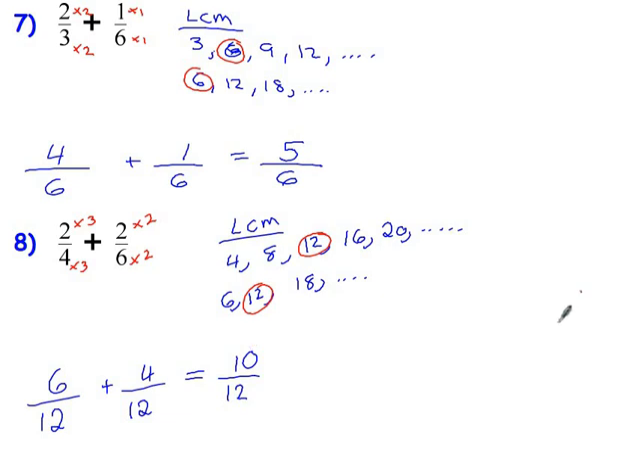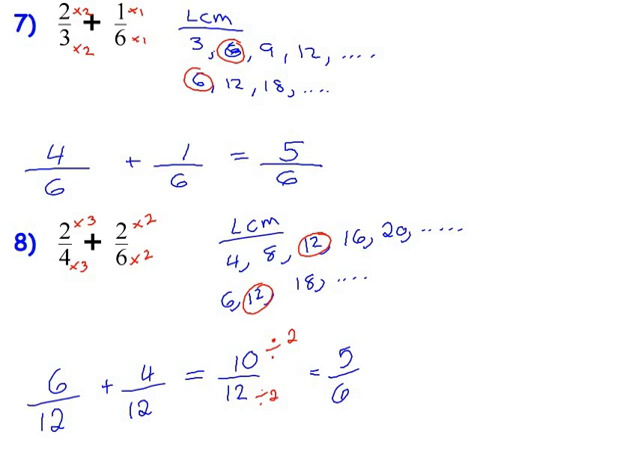But you'll notice that we can simplify this fraction. What number goes into both 10 and 12? Well, 2 goes into them. So we can divide them both by 2. 10 divided by 2 is 5, and 12 divided by 2 is 6. And nothing else goes into 5 and 6, so that's our answer there.